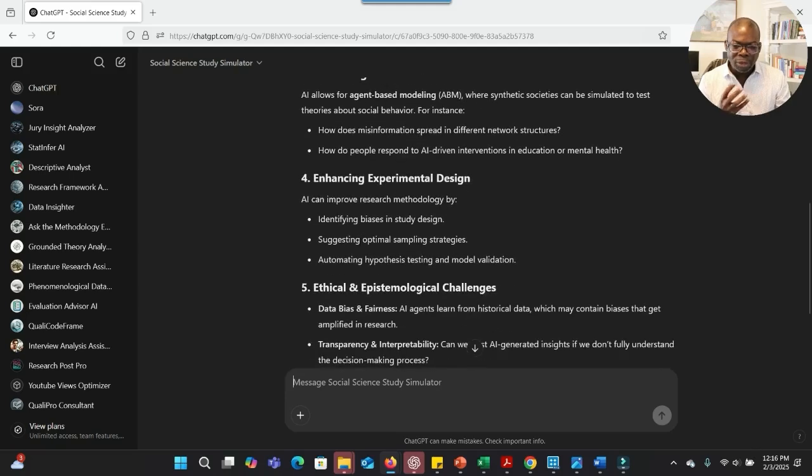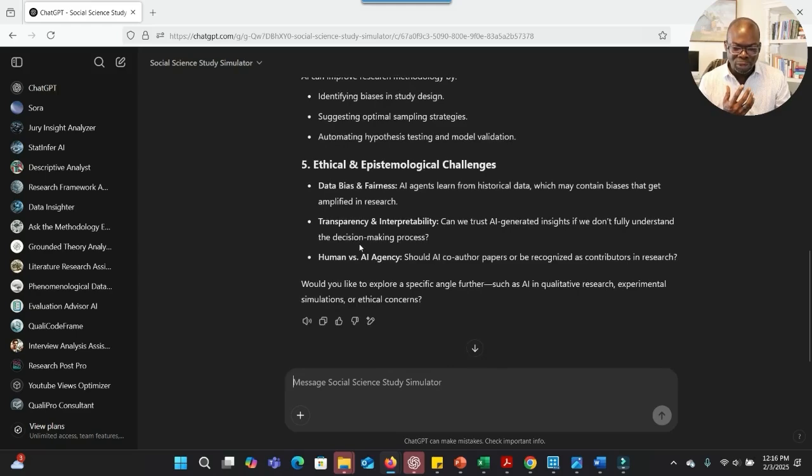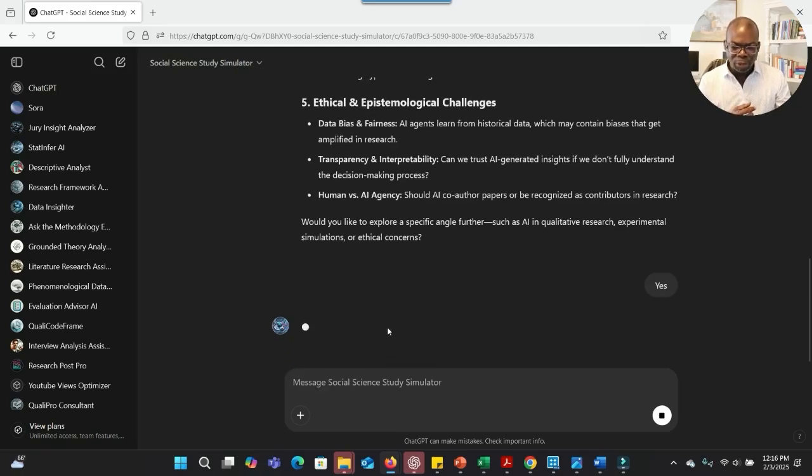So you see how the system is giving you ideas that you can do research on and then learn more about, right? And it's asking you, would you like to explore a specific angle further? You can say yes for now. And then the system will be able to provide you a lot of information that will help you to think about this area.